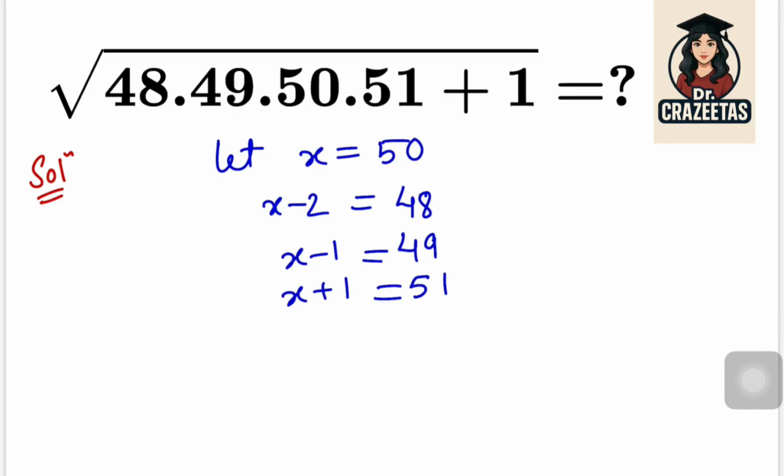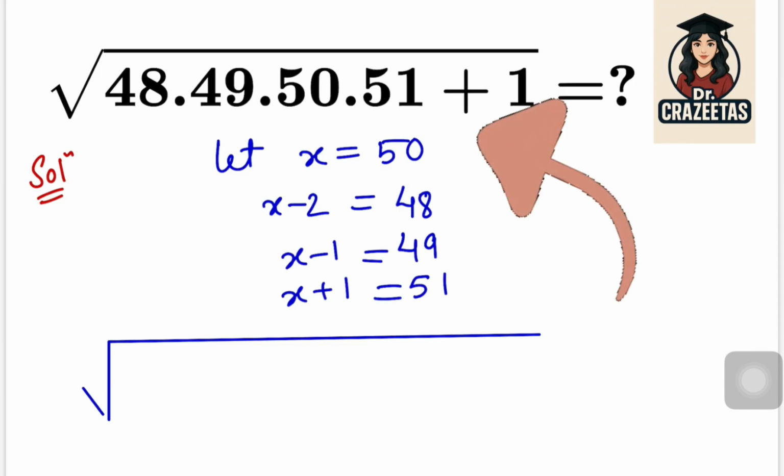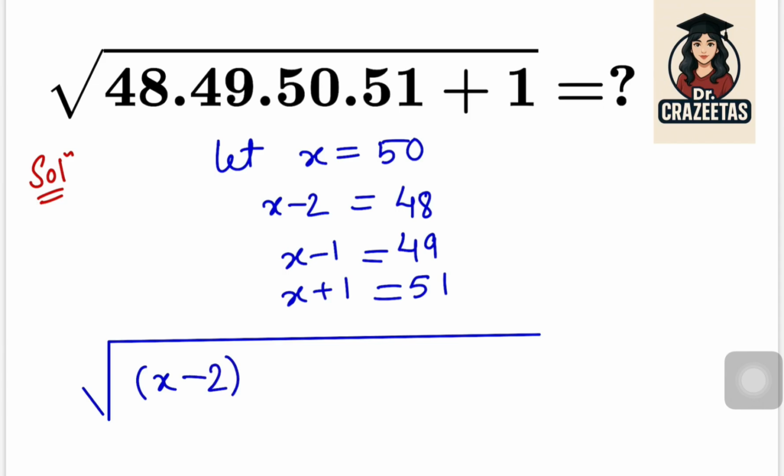So now in the next step we are going to convert the square root in terms of x. So 48 is x minus 2, x minus 1, x, x plus 1, plus 1. So this we have to solve. Now I have to make such a combination of these four products, so that I get a similar kind of thing in a bracket.